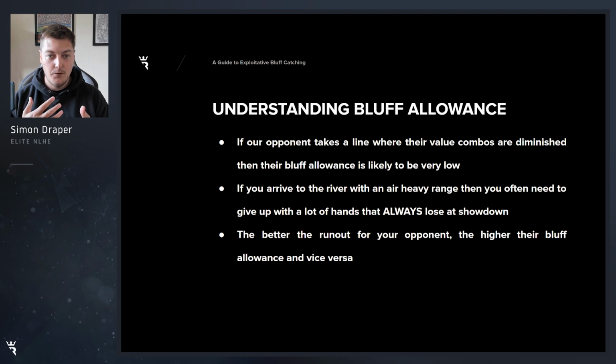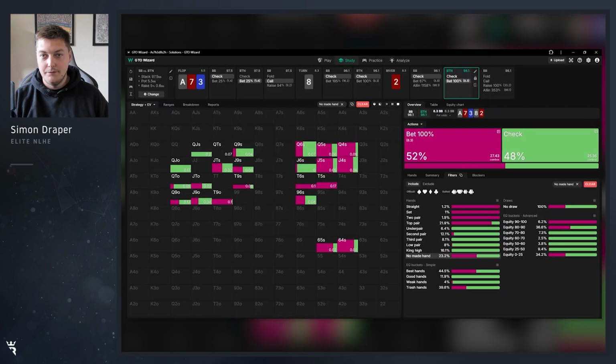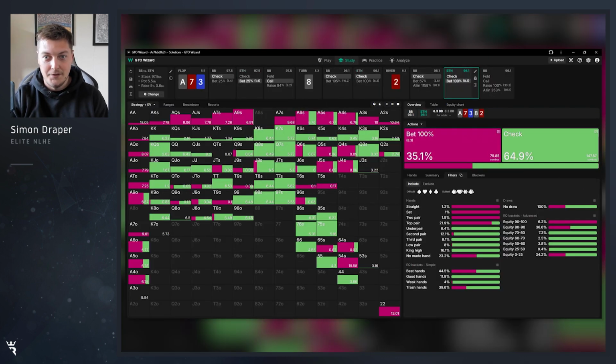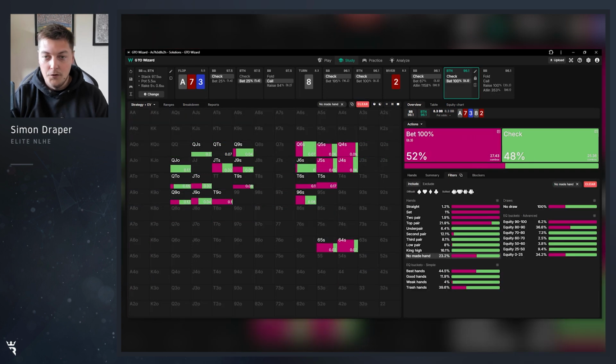All right, if you arrive at the river with an air-heavy range, then you often need to give up with hands that always lose at showdown. I've mentioned this already, but it's important to understand. If you understand the theory of bluffing and bluff allowance, you probably know that if you arrive at the river in this particular spot, where you've c-bet the flop small and checked back the turn, you actually have a lot of air on the river. You know that you're not supposed to bluff every bluff.